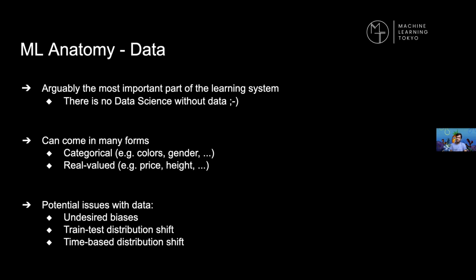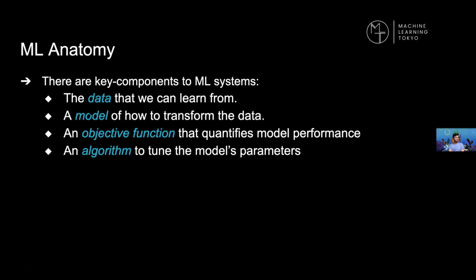But it could also be real valued. It could also be continuous. So for example, price, which can vary continuously, or height, or some other parameter which varies continuously and is not just categorical, divided into buckets or classes. Then there can be multiple issues with the data. As with everything, each of these components of machine learning systems has its own tasks and its own corresponding issues, which you have to be careful about.